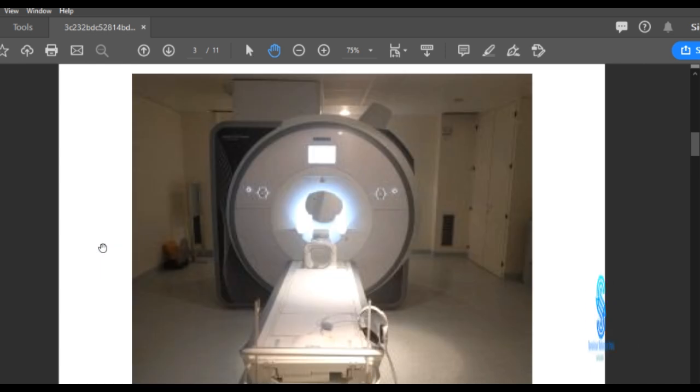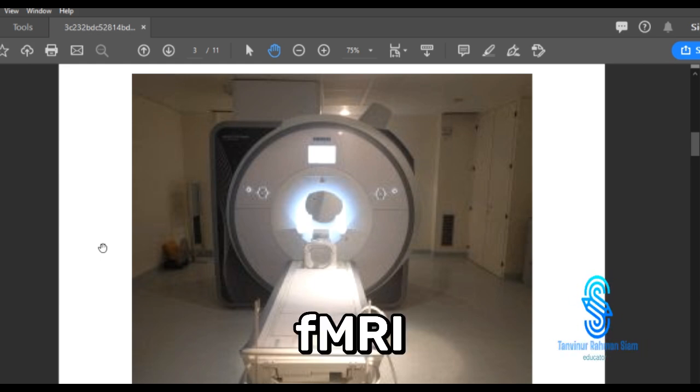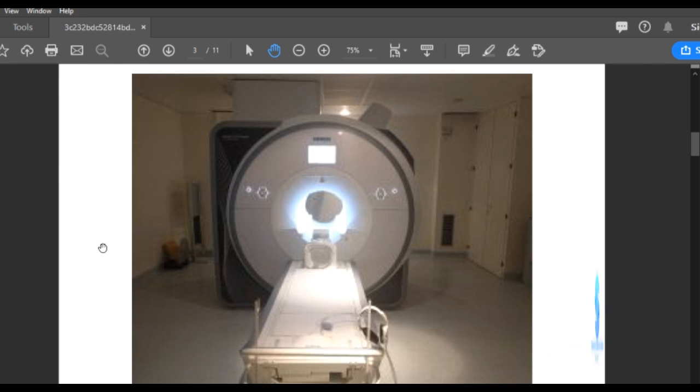So what is the image of this called? You can write in the comment section after pausing the video. When I am showing you the image, we will discuss fMRI. So what does that mean? That means functional magnetic resonance imaging.